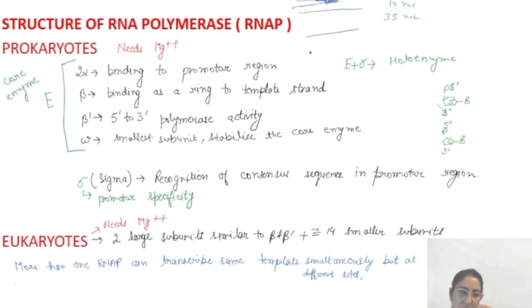But in the case of eukaryotes, there will be many RNA polymerases at different sites. So this RNA polymerase is making this chain, this RNA polymerase is making this chain, and this RNA polymerase is making this RNA molecule. So there will be many RNA polymerases transcribing this DNA template strand at different sites simultaneously, so that we get many new RNA molecules in a shorter time.